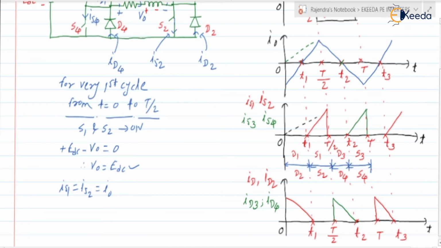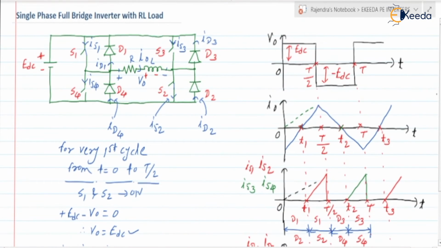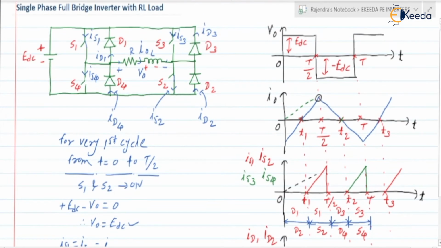At time t equal to T by 2, V0 during 0 to T by 2 is EDC, and I0 is a positive value, meaning the current flows from left to right and has a non-zero value. Next, at t equal to T by 2, we are turning off S1 and S2.